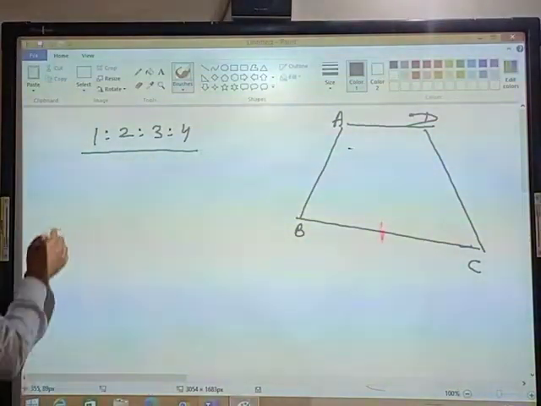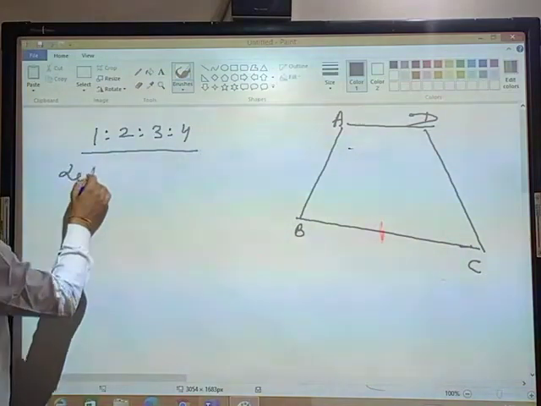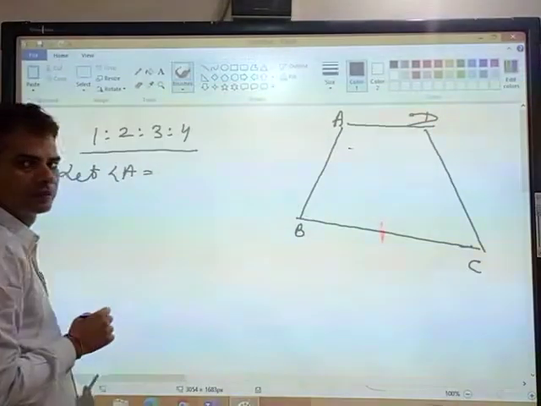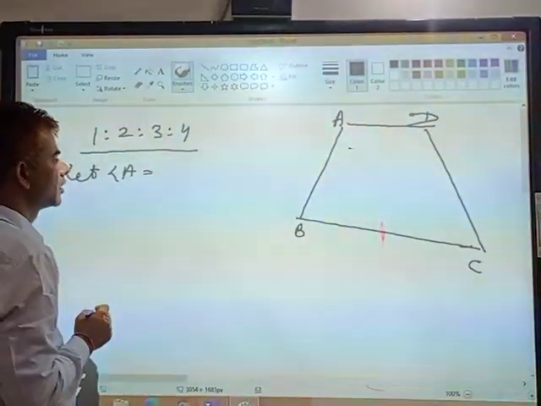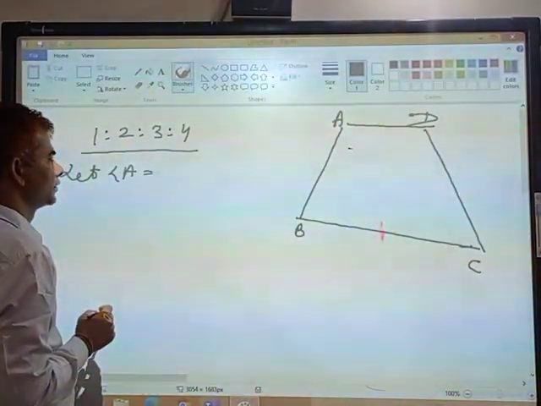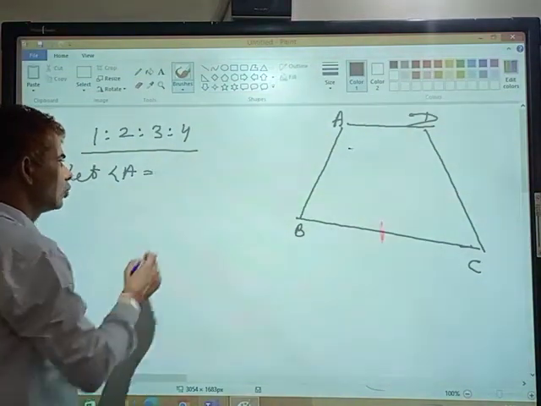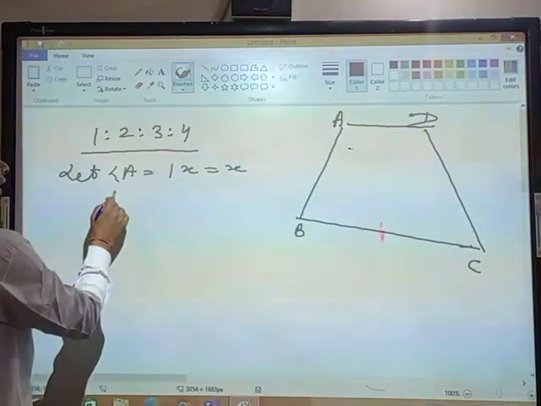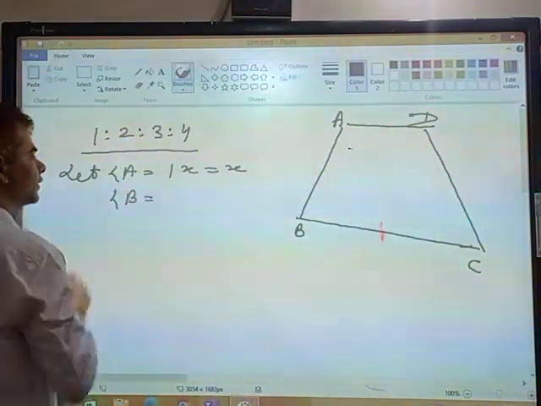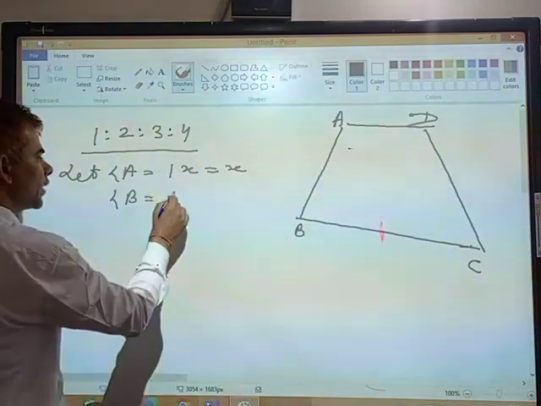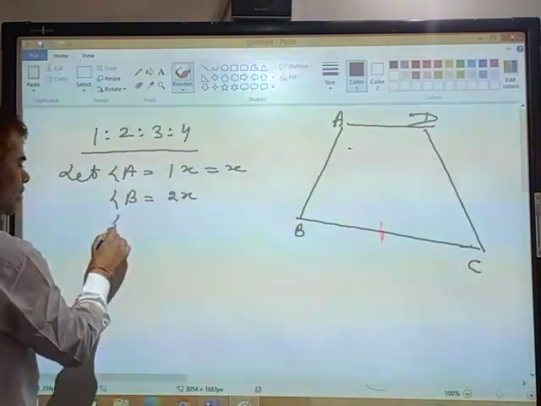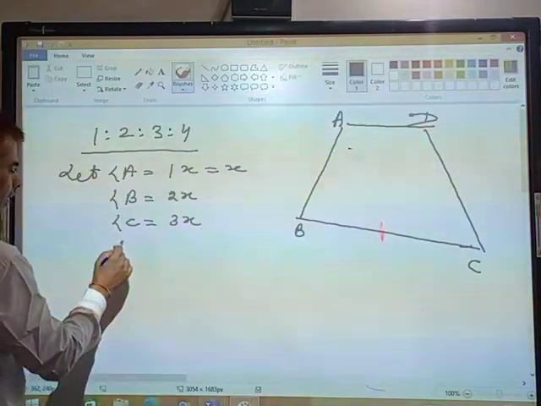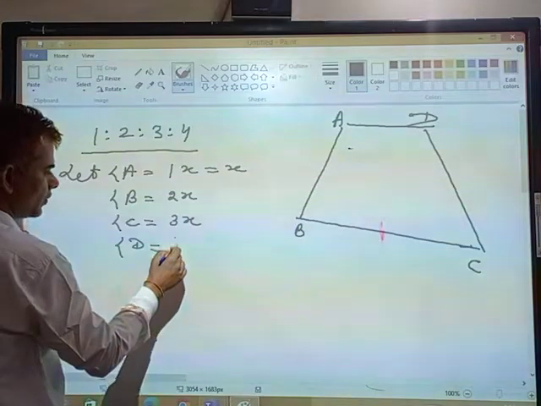Students, what will be angle A? X. 1x. Correct. 1x means x. And what will be your angle B? 2x. Twice of x. And what will be your angle C? 3x. And what will be your angle D? 4x.